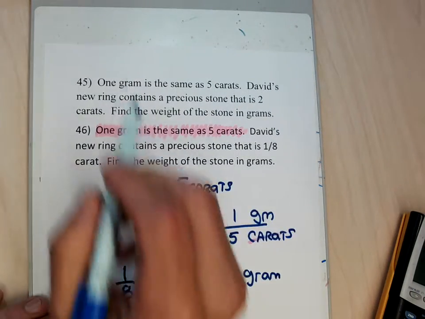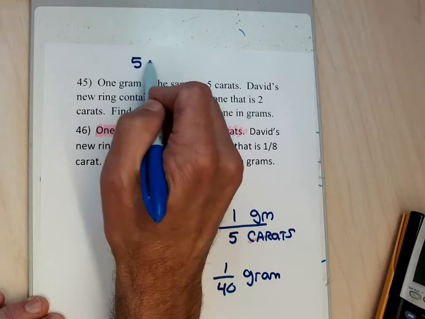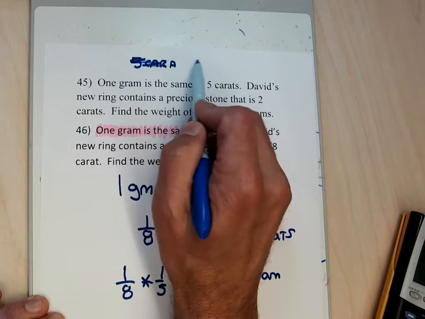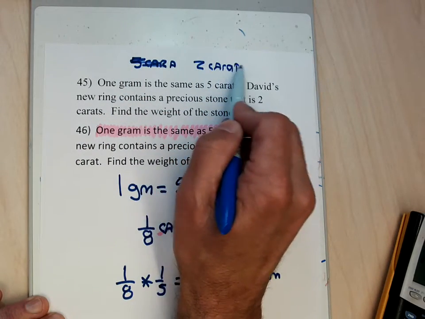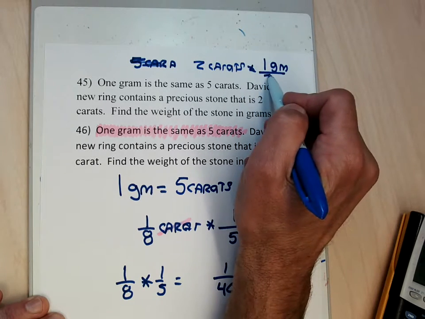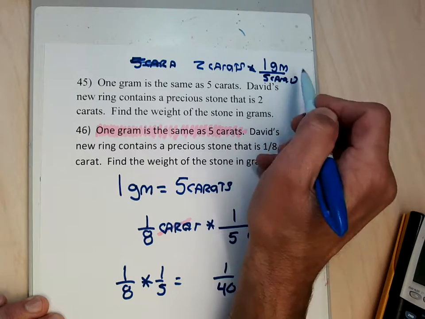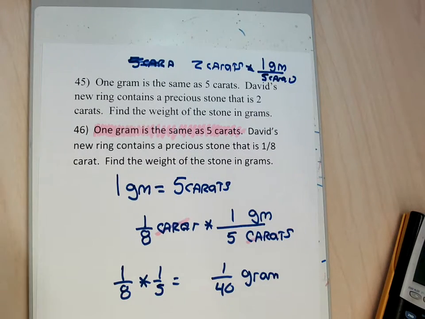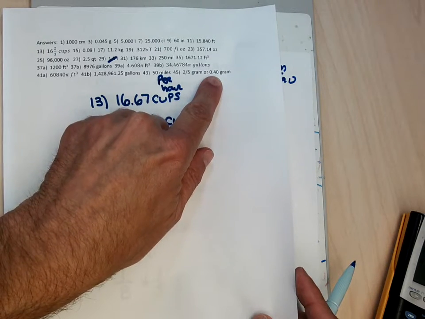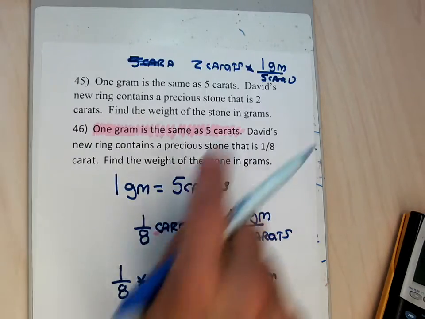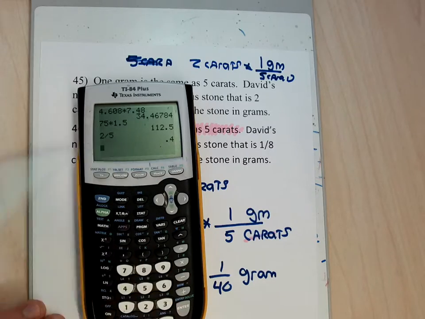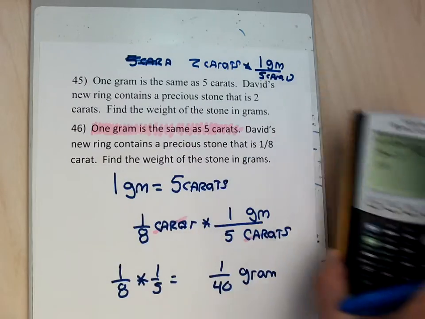When you go to do your problem 45, you're going to start with the 2 carat ring. And you're going to multiply by 1 gram is 5 carats. And then you'll get an answer, and you could write it as a decimal, 0.4 or 0.40 grams, or 2/5. They both would be fine. If you do the work here and you go 2 divided by 5, you get 0.4, and the fraction is 2 divided by 5, so they both would be equivalently correct.